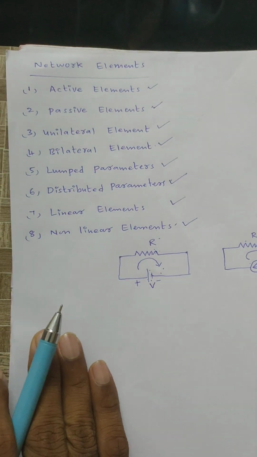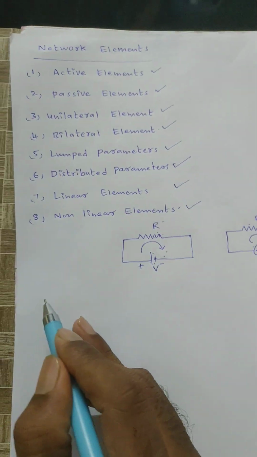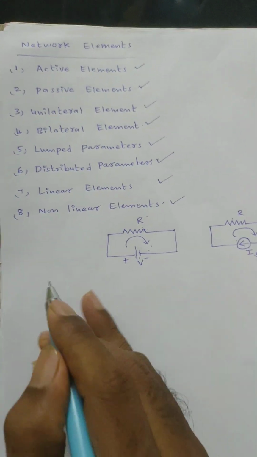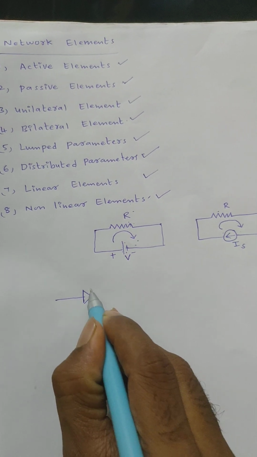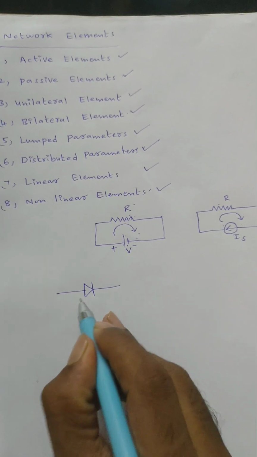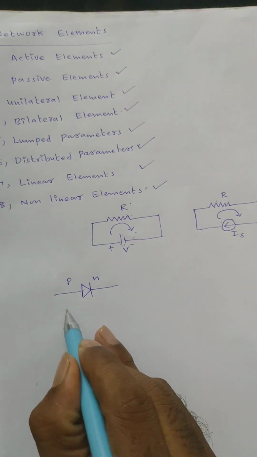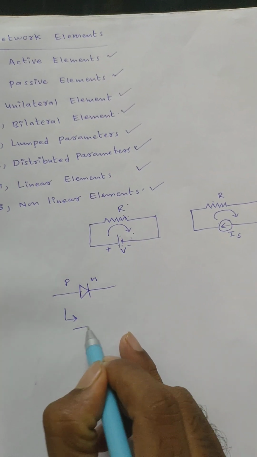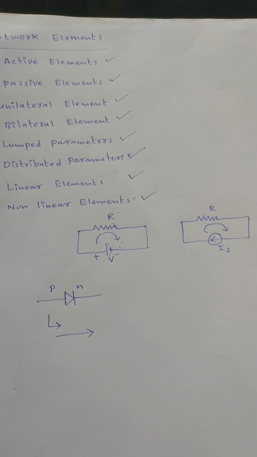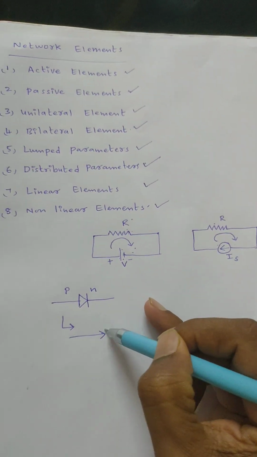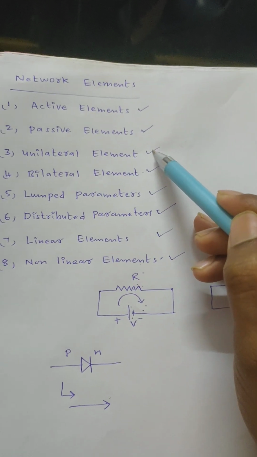Next, coming to unilateral element. A unilateral element is the element which allows current only in one direction. For example, let us consider a diode, here a PN junction diode. This diode allows current only in one direction, that means from P type to N type. The element which allows current only in one direction is known as a unilateral element.